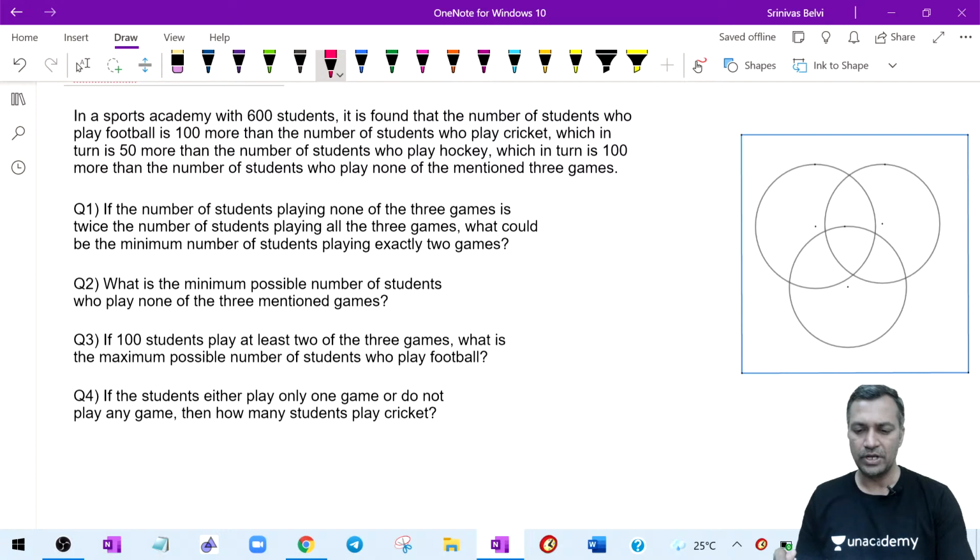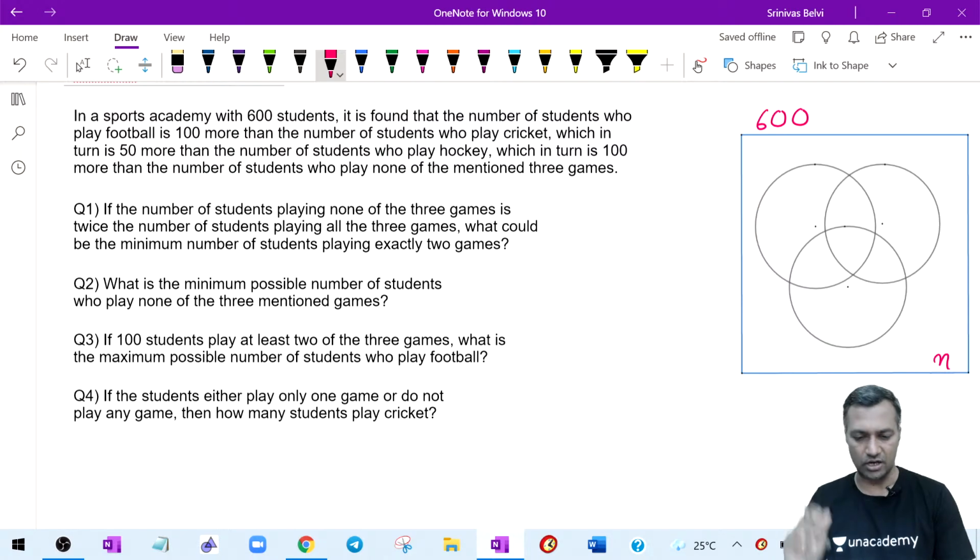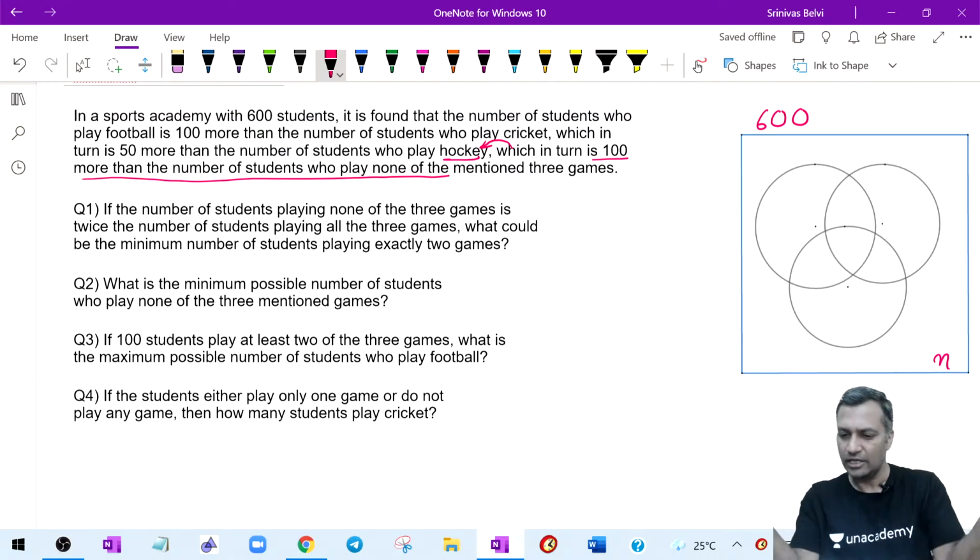Fair enough. Let's take a look at this. In a sports academy of 600 students, totally 600, it is found that the number of students who play football is 100 more than... So read the full story, then you will understand that I will take none of these as X. You can take N also, no problem. Let N be the total number of people aligned towards none of these. After reading the whole story, the relative pronoun is referring to hockey. What is it trying to say? Hockey is 100 more than the number of people who play none of the games. You read the full set before you write, so after reading, you understand this is the right place to make the assumption. You can call it X or N, really doesn't matter.